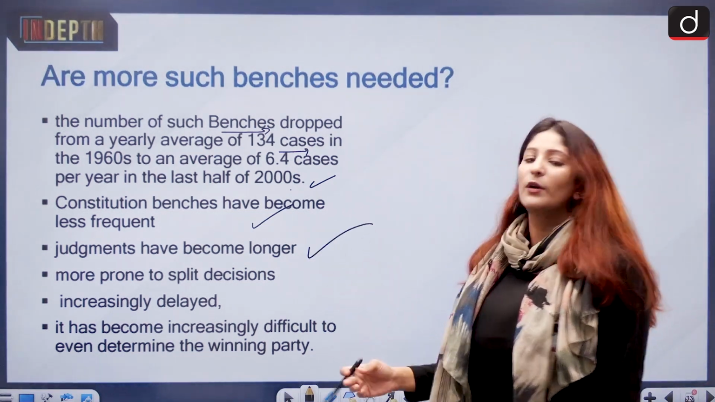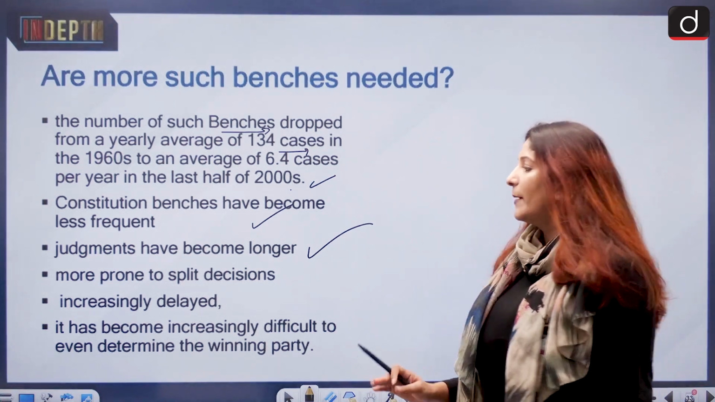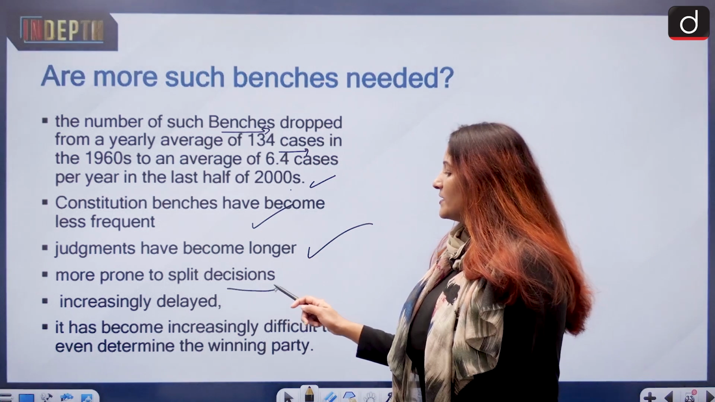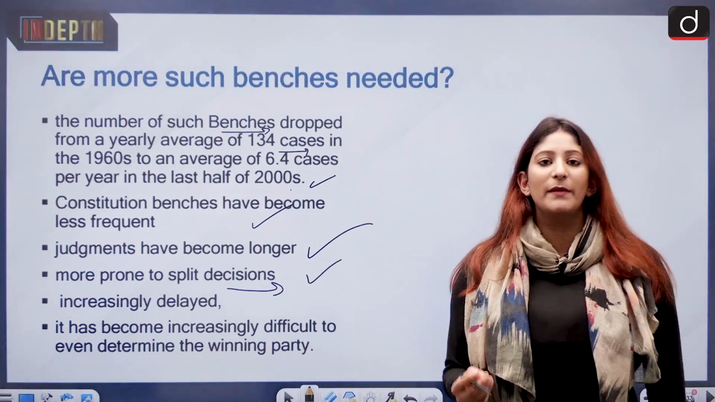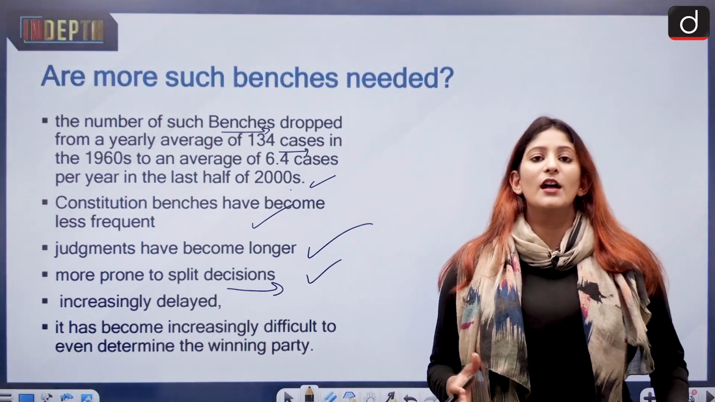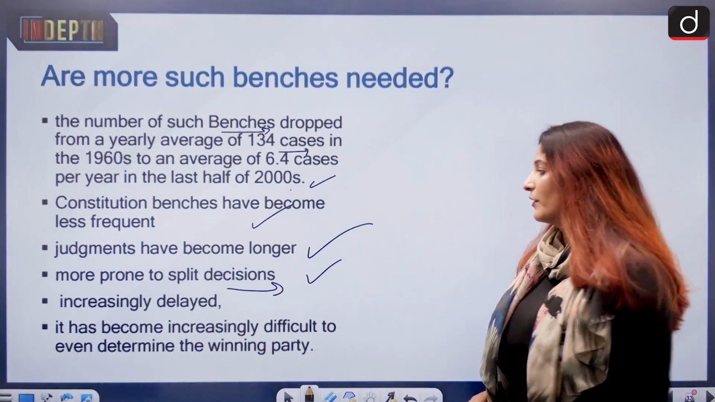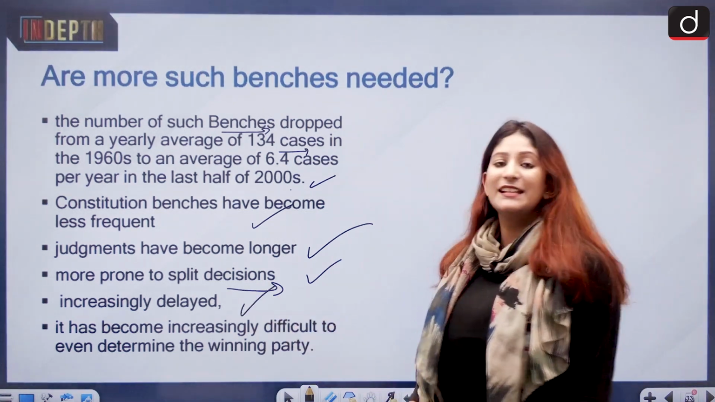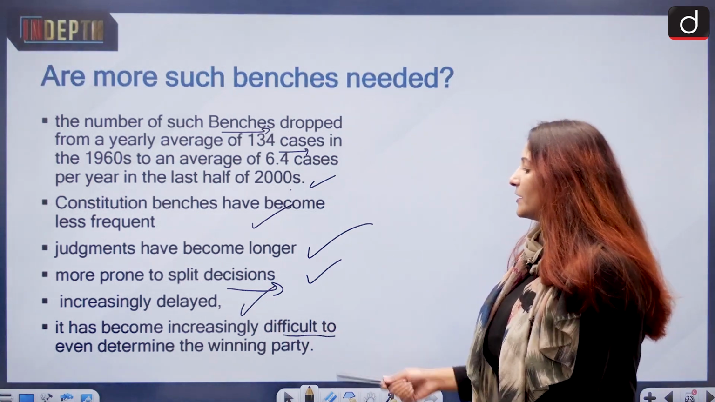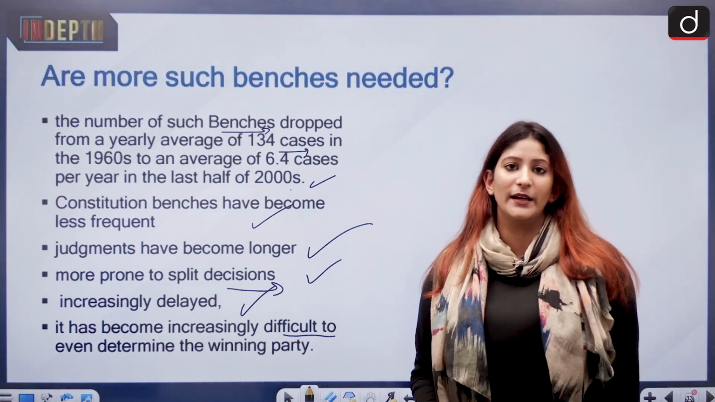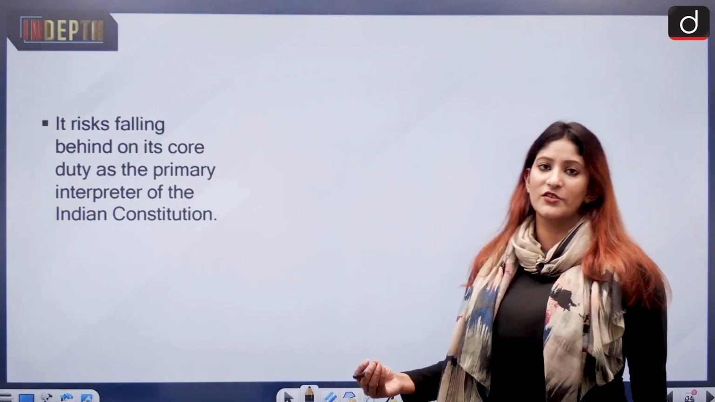Judgments have become longer and arduous. Apart from that, judgments recently are more prone to split decisions. If division benches are formulated, not a lot of opinion can be garnered through those division benches, and split judgments occur. And this is becoming increasingly delayed. More and more backlogs are occurring. It has become increasingly difficult to even determine who the winning party is. So these are the different factors for such a need.